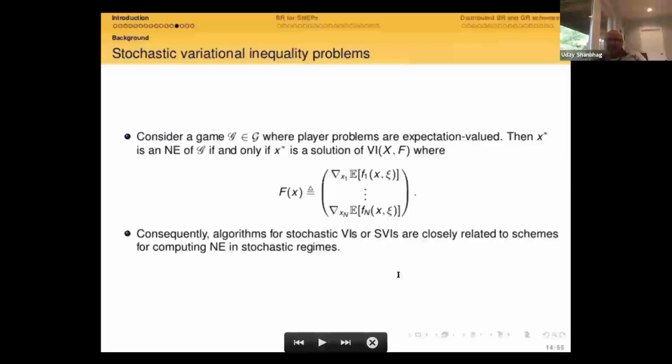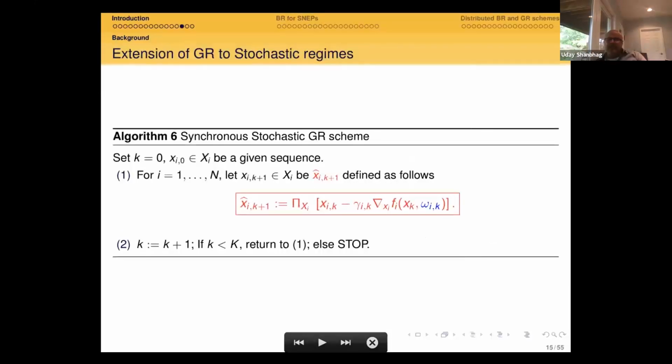Now, just as the variational inequality problem provides a vehicle for succinctly capturing the equilibria of a Nash equilibrium of a non-cooperative game, when the problems are expectation valued, then the counterpart is a stochastic variational inequality problem, where the term stochastic just notes that the components of f are expectation valued. And so the algorithms for stochastic variational inequality problems, or SVIs, are closely related to schemes for computing Nash equilibrium. So here's one scheme.